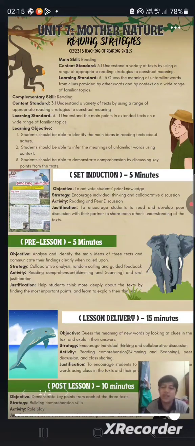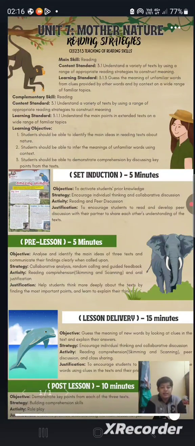So the set induction is basically to activate students' prior knowledge. So we're moving to the pre-lesson. The pre-lesson is roughly 5 minutes, and the objective for this step is to analyze and identify the main ideas of three texts and communicate their findings clearly when called upon. Like I said, students should be able to identify three main ideas, one for each text. Basically, one text has one main idea, and students need to point out the main ideas. So the strategy is collaborative analysis, random calling, and guided feedback.